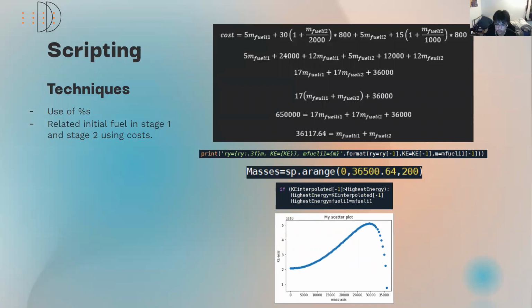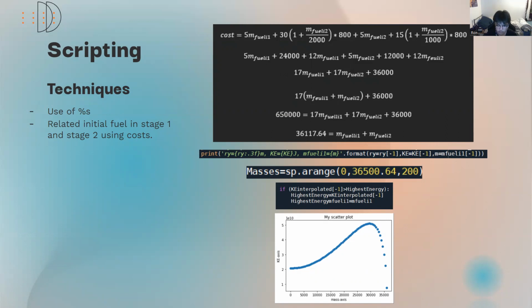The FlexPDE script was changed with string manipulation to include the %s in place of initial mass of fuel in stage 1. From there, we were able to relate the initial fuel in stage 1 and stage 2 using the relationship on screen. It uses the cost to relate the two masses and assumes that you pay for all components of both stages no matter how we distribute the fuel.